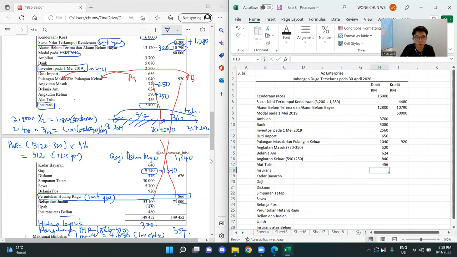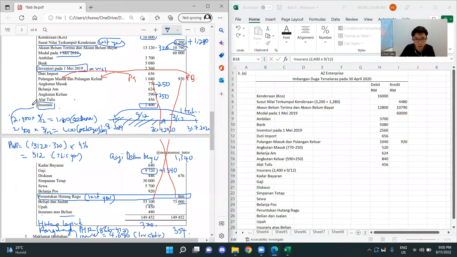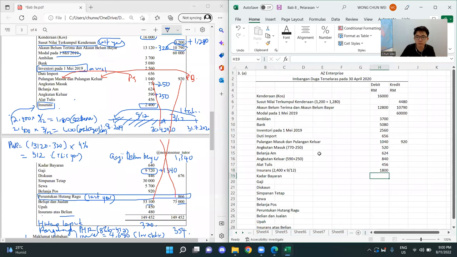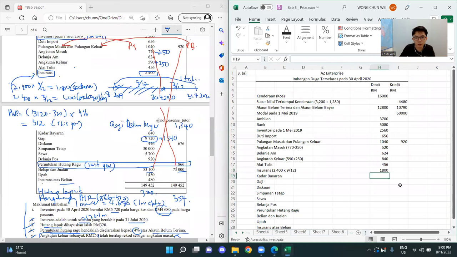Insurance. Okay, so I told you there's a change for insurance. We want to record apa yang sebenar for this year up until 30 April only. So how did we do that? We used 2,400 times how many months? 9/12, which is the working for this one. Okay, so you will get how much? 1,800. Kadar bayaran, no changes, 640.